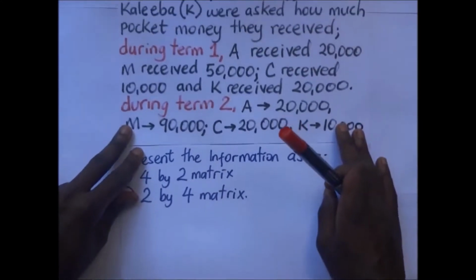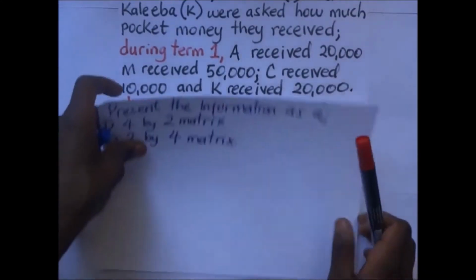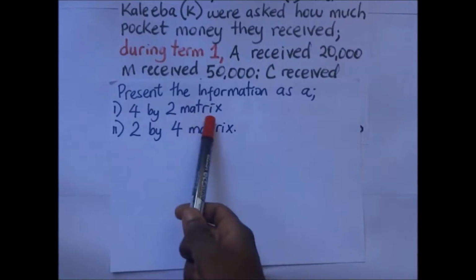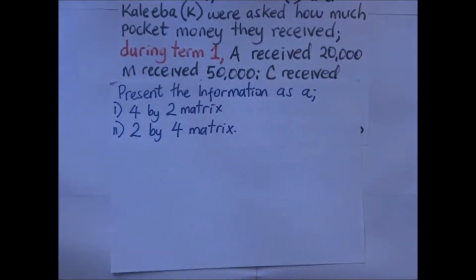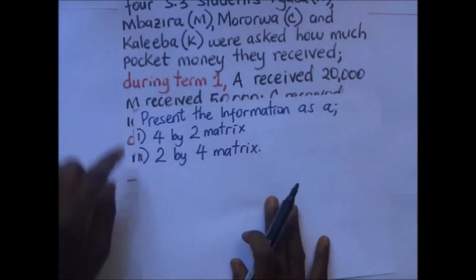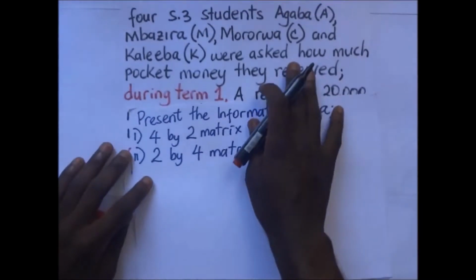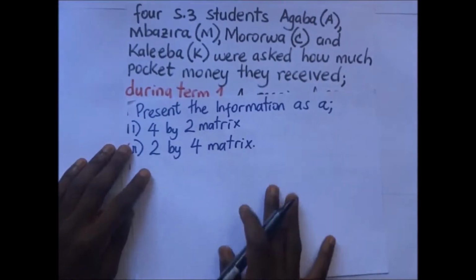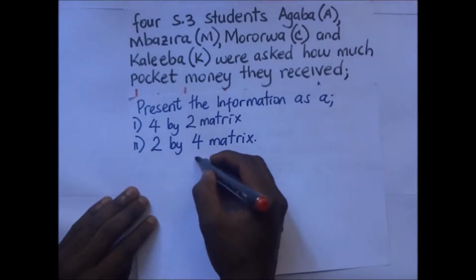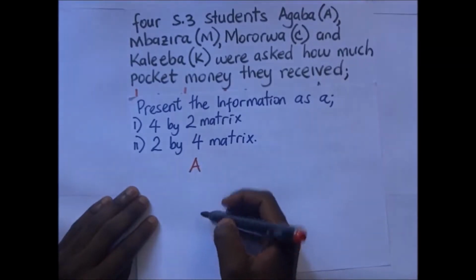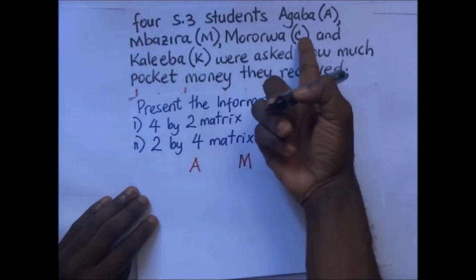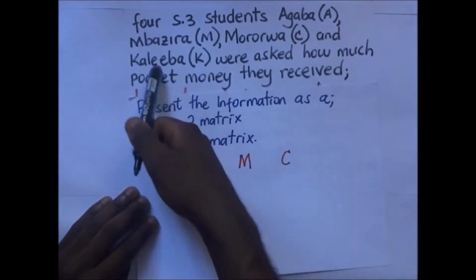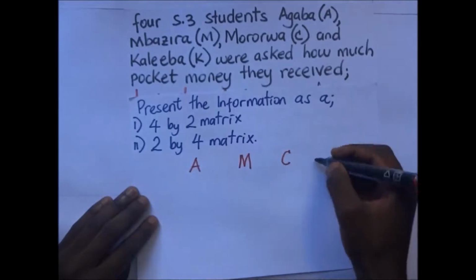They're asking us to represent this information as a 4 by 2 matrix, and then as a 2 by 4 matrix. We begin by first of all summarizing our question. They're telling us that there are 4 senior 3 students. These 4 senior 3 students are Agaba, we call him A, Mbazira, Mororwa, which is C, and Kaleba, who is K.